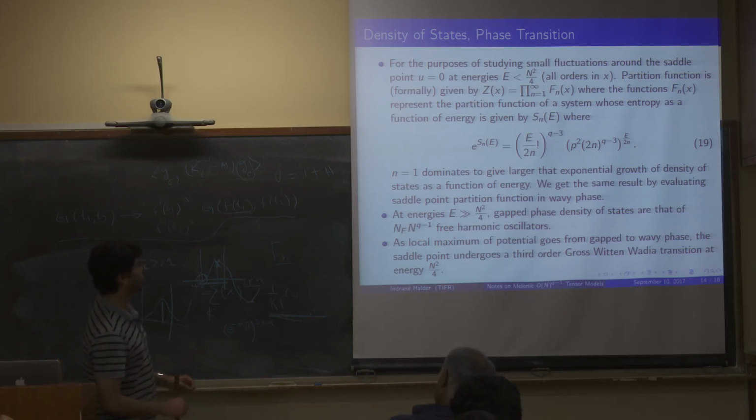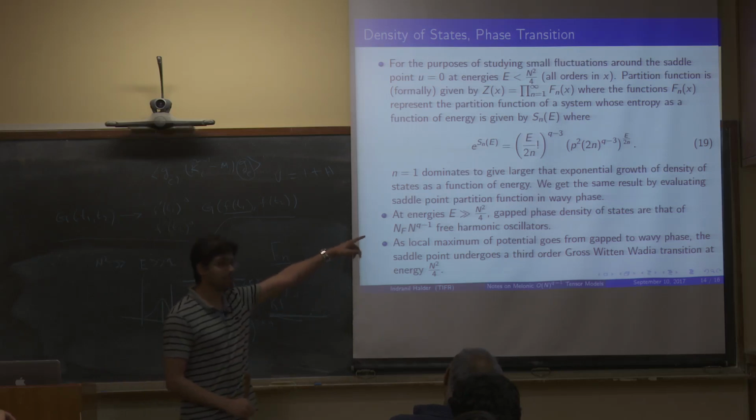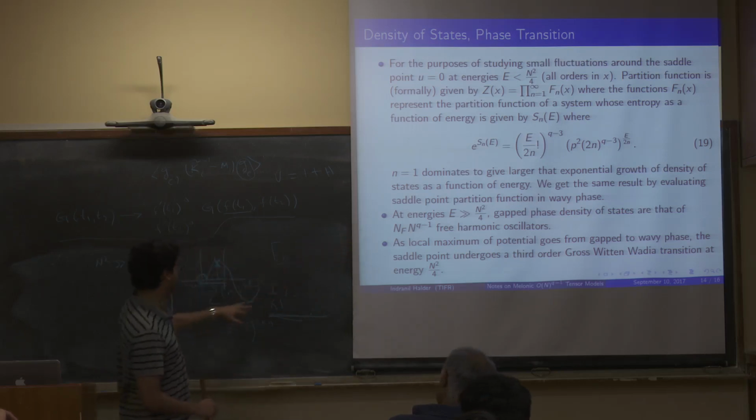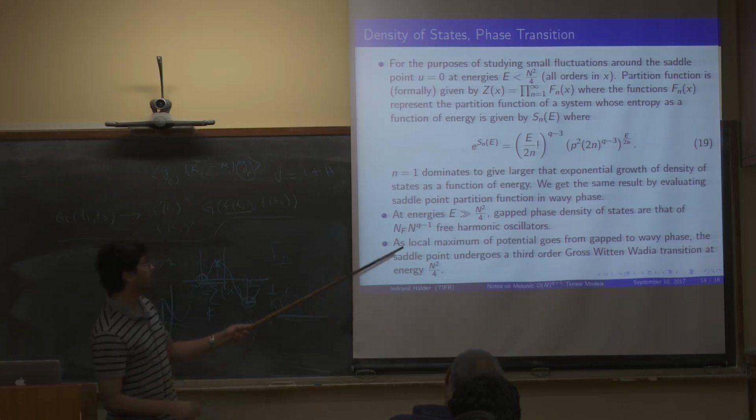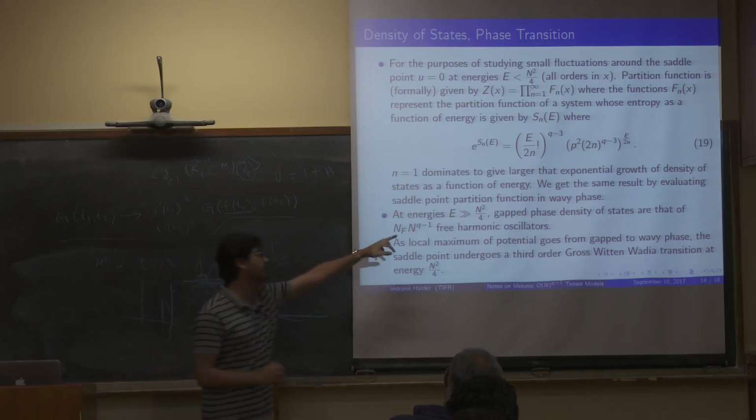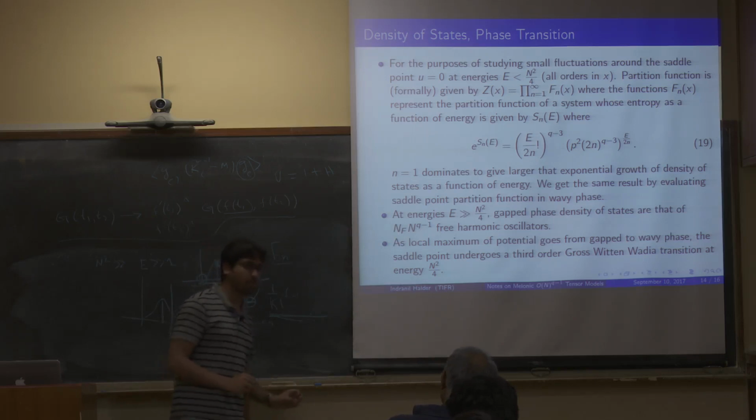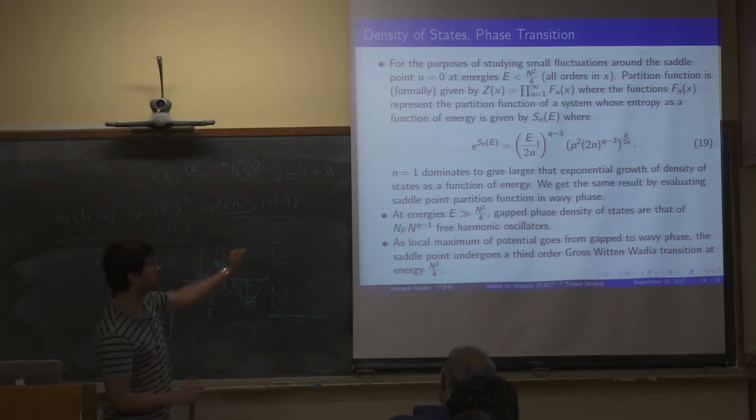And then if you go to energies much greater than n squared, and calculate the entropy from this other minimum, you get an entropy which just looks like n_f times n to the q minus 1 free harmonic oscillators. So in this case, the measured part does not play even a role when energy is much greater than n squared, because n squared was the scale for the measured part. So you just get free harmonic oscillators.